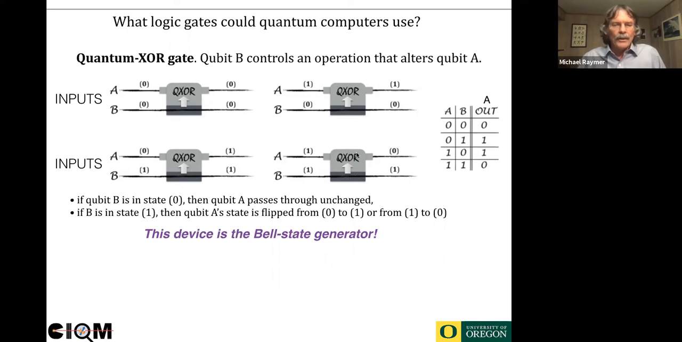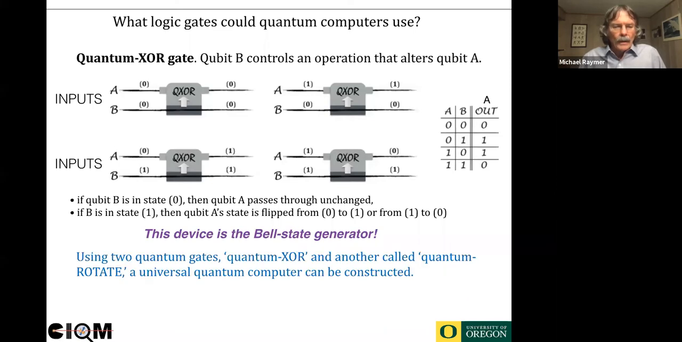Of course, I have never told you how these devices work. We don't have time for that. But it depends on the particular kind of qubit that you're dealing with. So it turns out that to build a quantum computer, you just need two kinds of quantum gates. You need the quantum XOR and one more, which is called the quantum rotate.